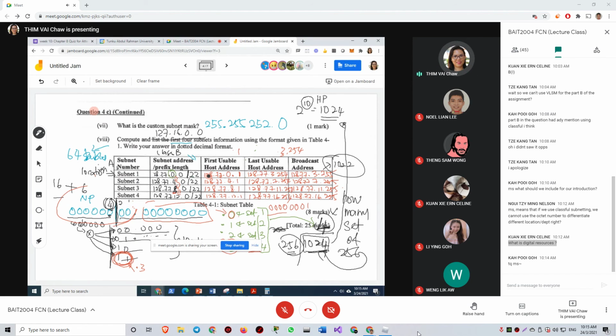That means you actually wasted a lot of addresses inside your location A, because under location A we only say that we have 10 PCs. At that moment, you have 10 PCs.